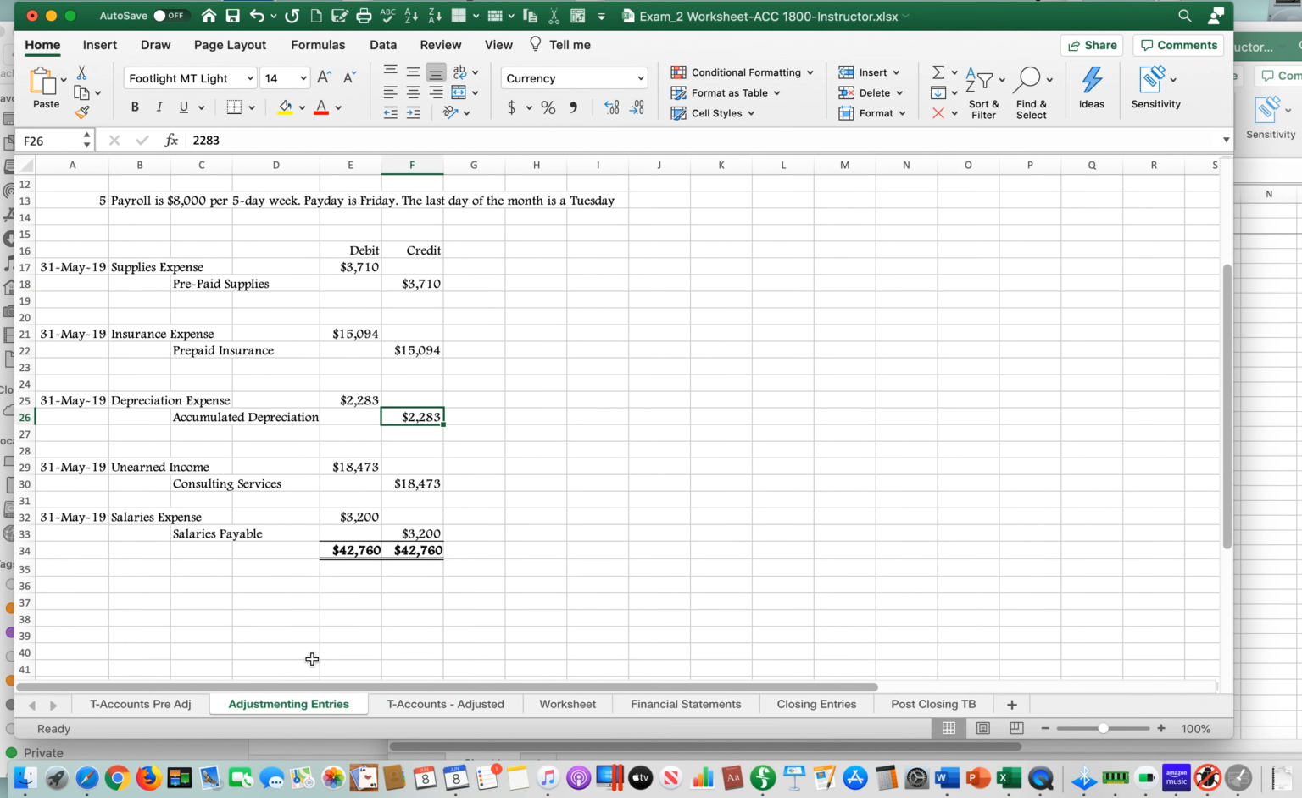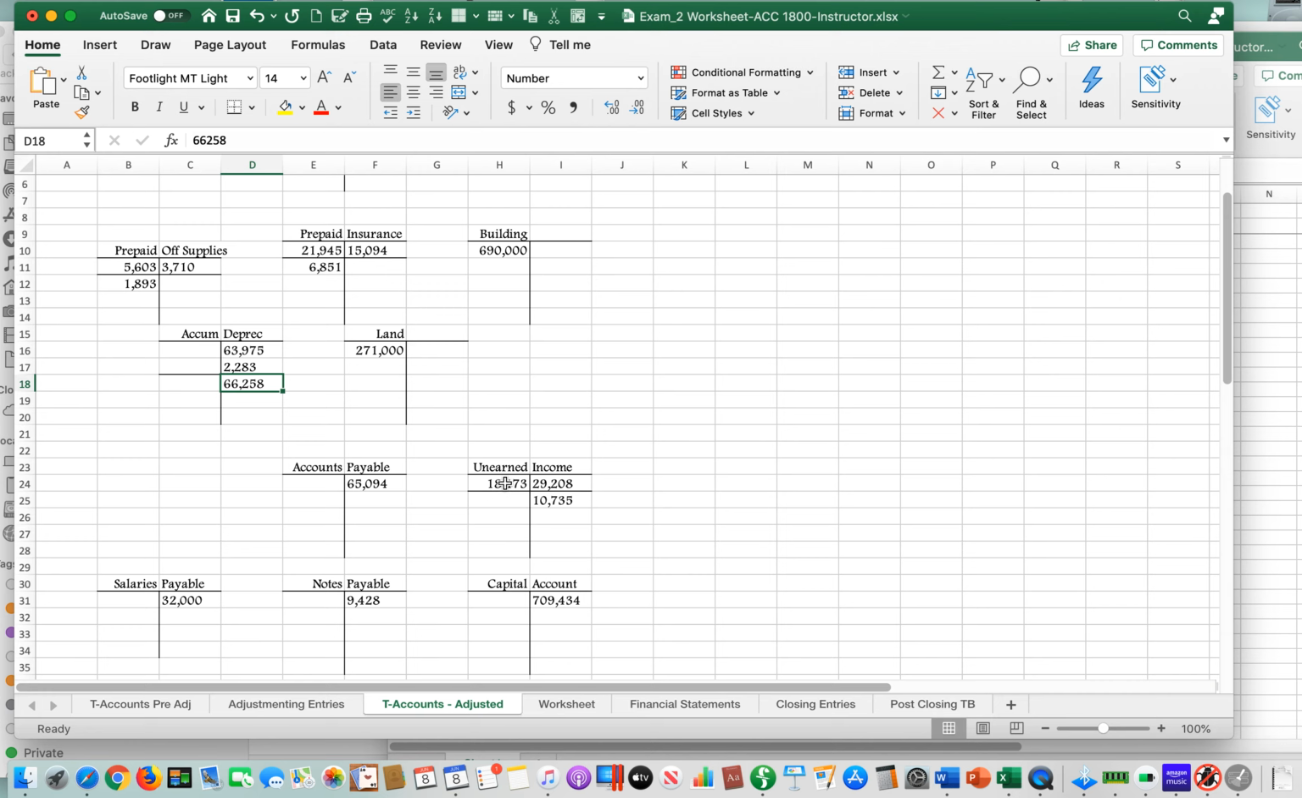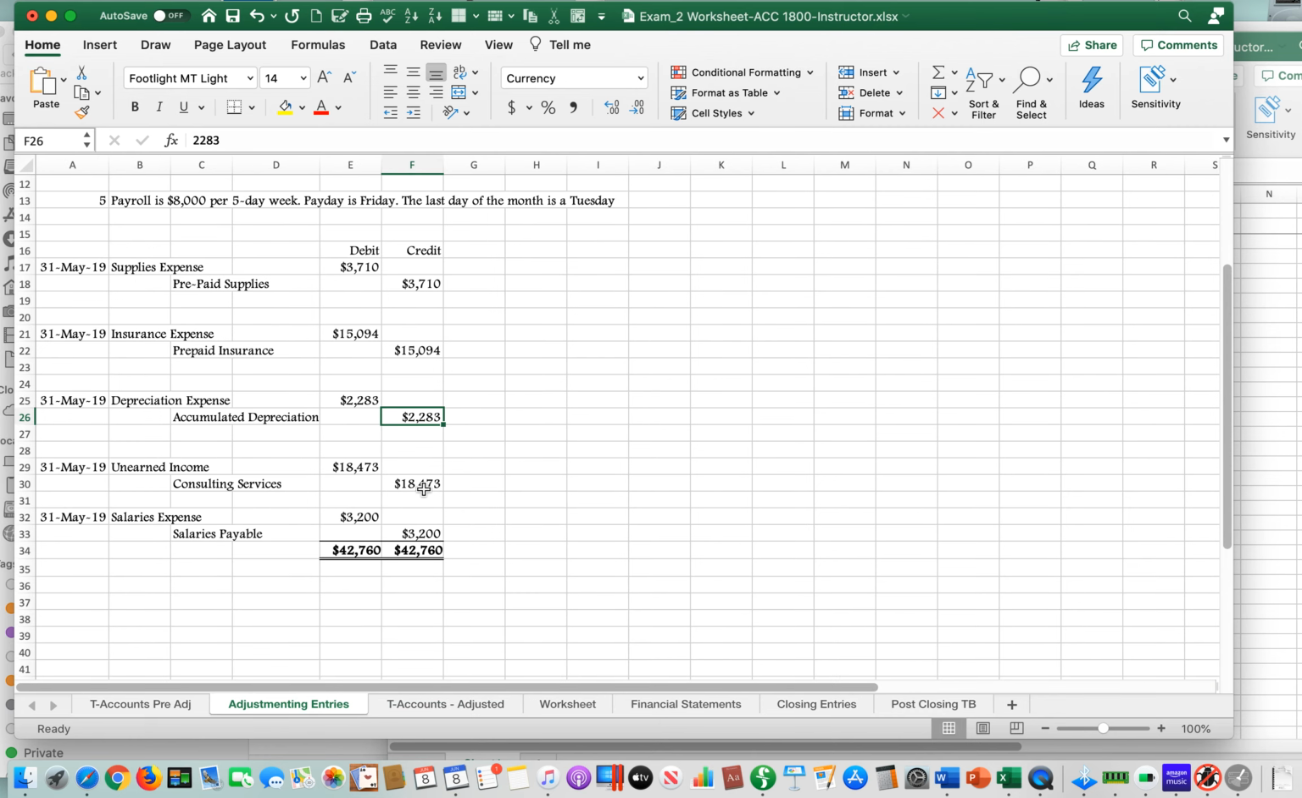And then we have the unearned income. We're going to reduce it with a debit, $18,473. So let's go to unearned income. You see, we had that much originally, $29,208. We earned $18,473 worth. So now our balance, we still have unearned income of $10,735. But we posted this debit is my point here. Okay? And then we will credit the consulting services of $18,473.